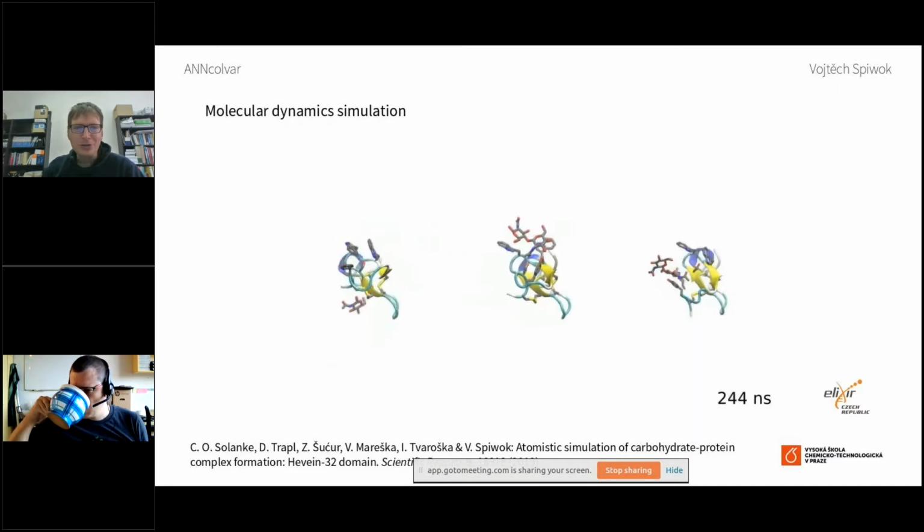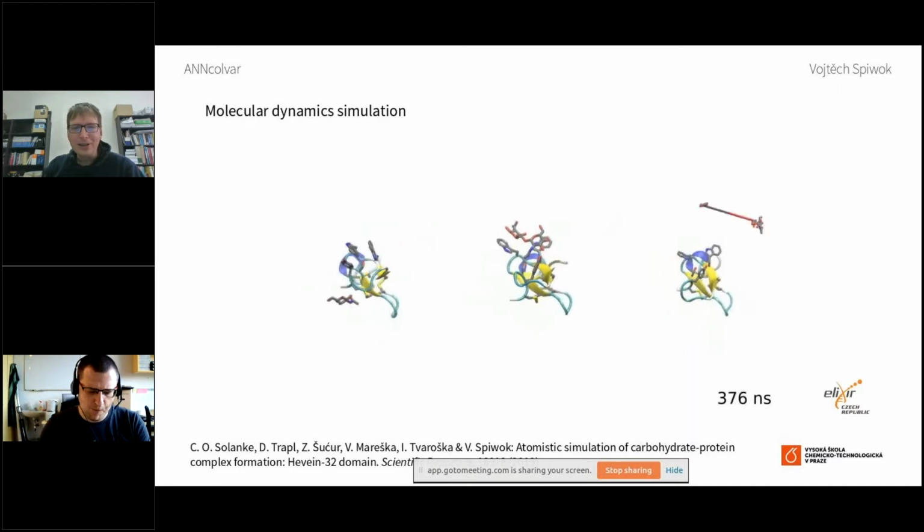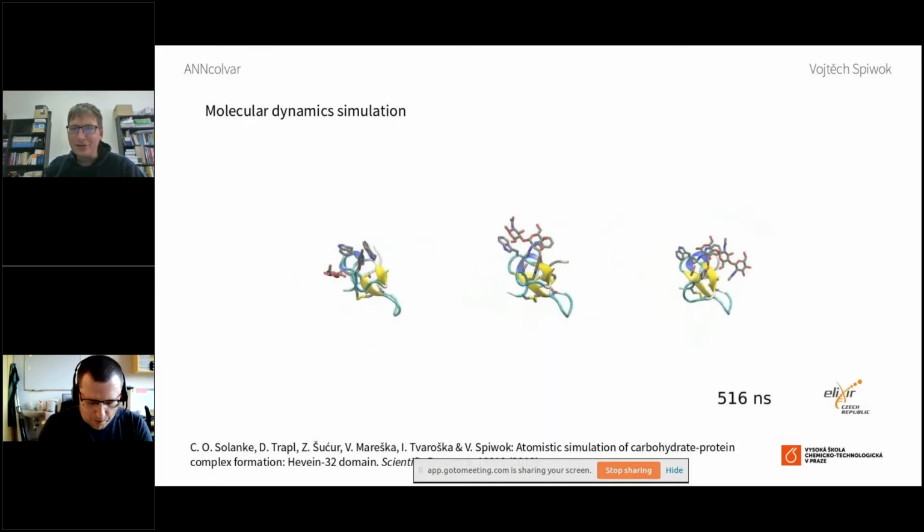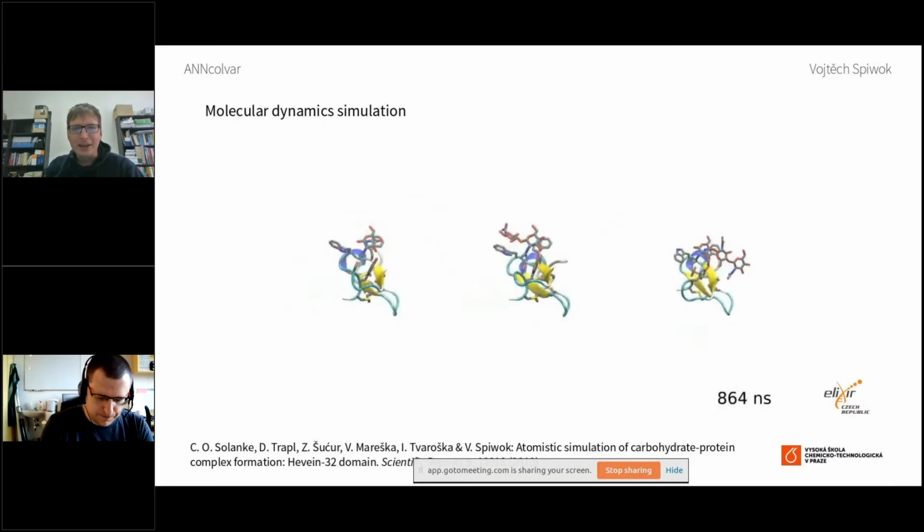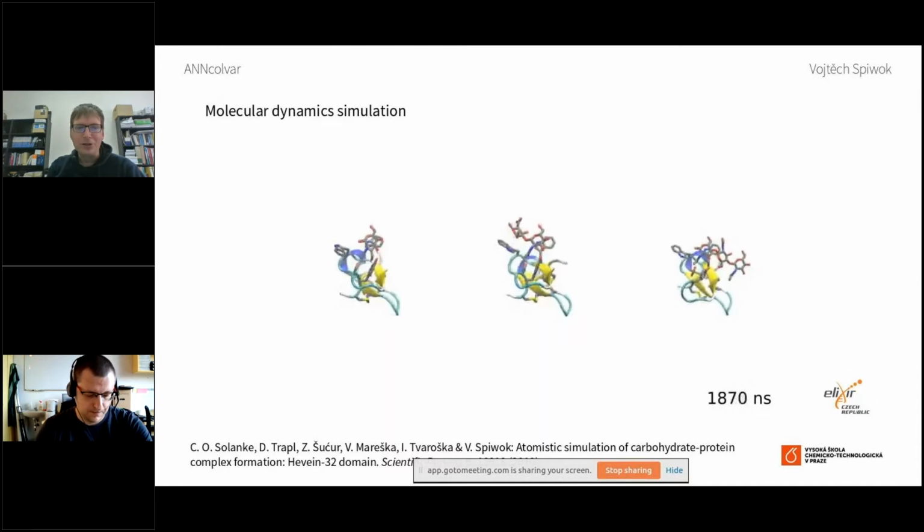Here you should see the movie of 3 different simulations, each containing a small protein called Hevein domain and either mono-, di-, or trisaccharide derived from chitin. As you can see, in all simulations, we observed the binding of the ligand into the binding site. And in one simulation, we further observed one unbinding and another binding in 2 microsecond simulations.